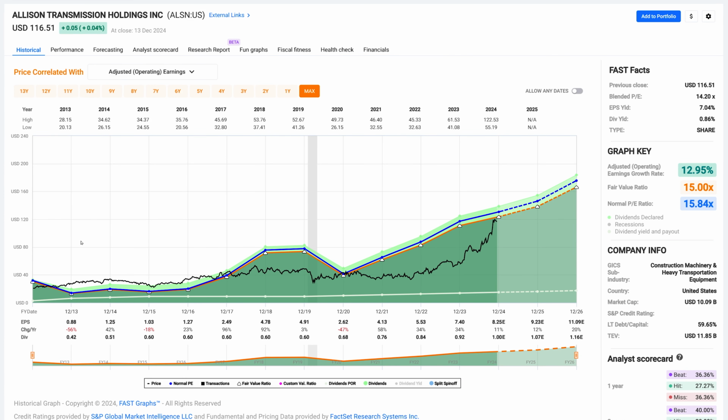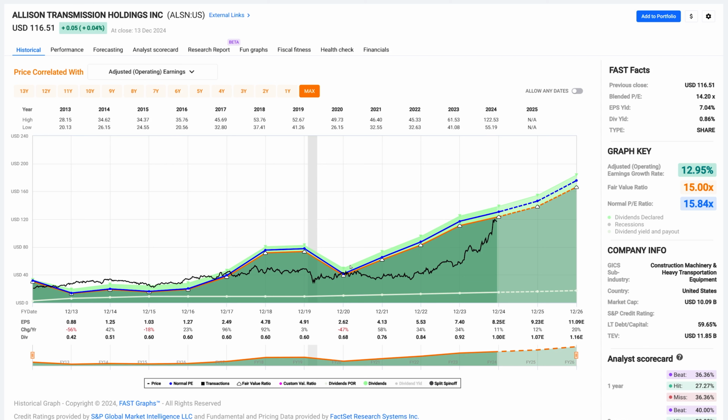Well, Allison Transmission is a reasonably well-known business. It's had good operating results, as you can see, and the price has pretty much tracked that, although there are periods where it got undervalued. Now, I want to make a point here. This is a dynamic analytical tool. It's not designed to dictate things to you. It's designed to help you analyze a stock.